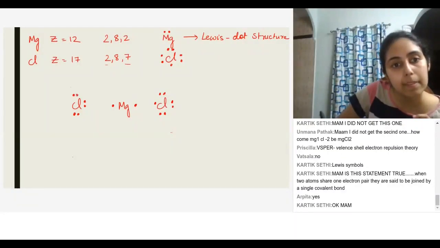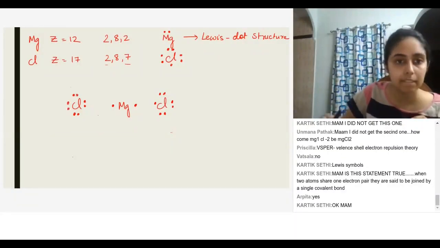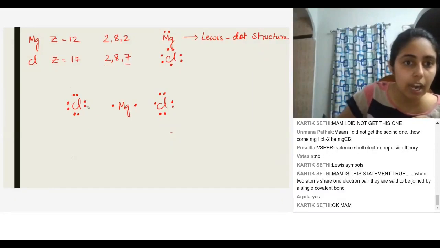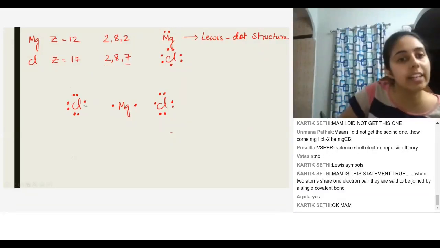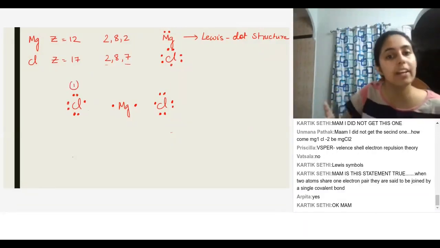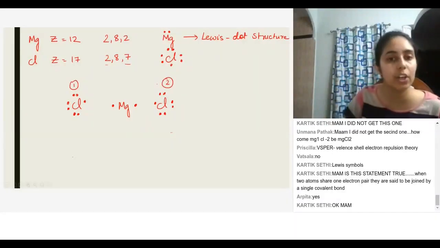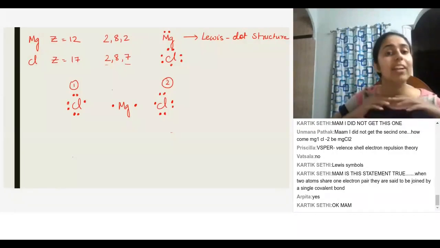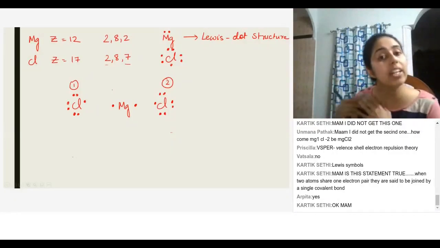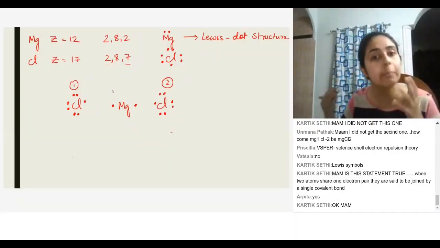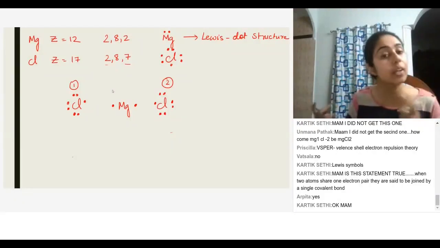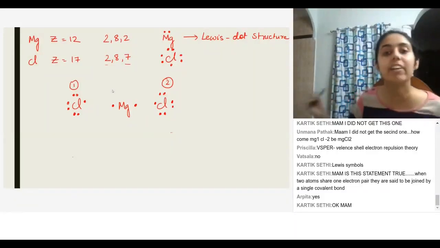Now we know that chlorine number 1 requires 1 electron. Chlorine number 2 also requires 1 electron. Magnesium has to give away 2 electrons, but it cannot give away those 2 electrons to the same chlorine, because chlorine can only accept 1 electron. So magnesium has to find 2 chlorine atoms to give 1 electron to each.